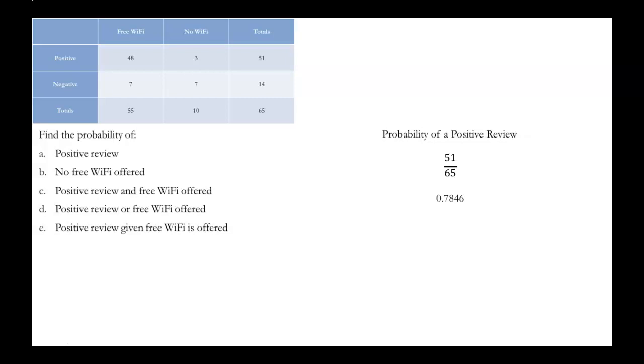Now, probabilities have to be between 0 and 1. So if they're looking for a probability, they're looking for 0.7846. This could also be asking for what's the percent chance of a positive review. In that case, then you would turn it into a percentage and say 78.46%. But when they're just looking for probabilities, we keep it in this original decimal form.